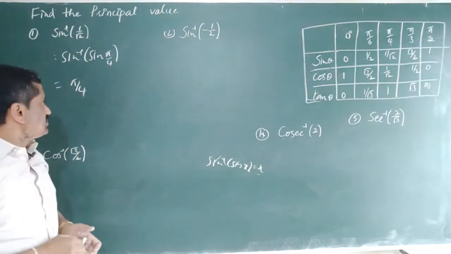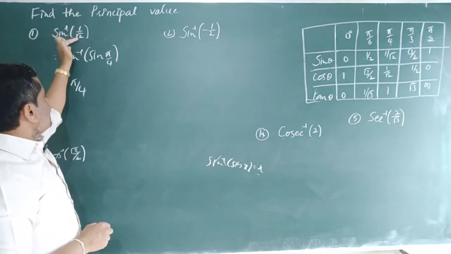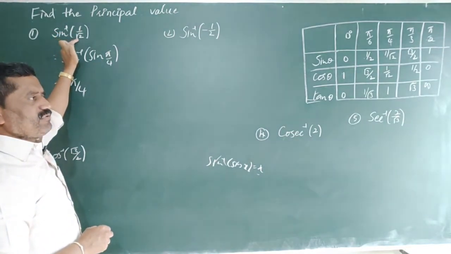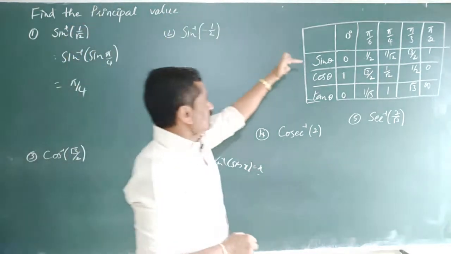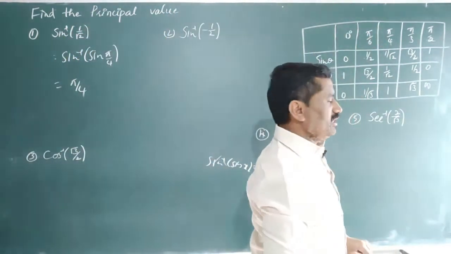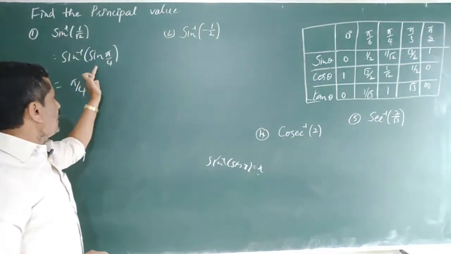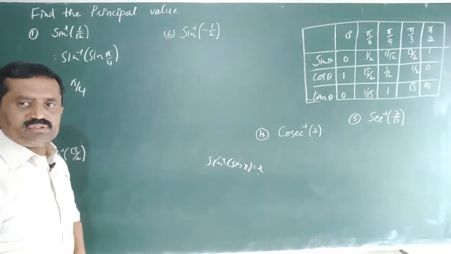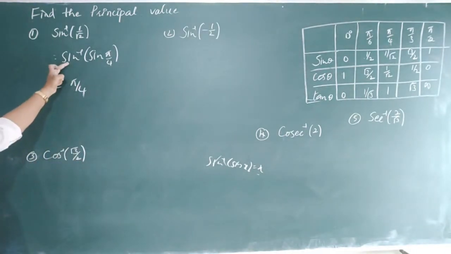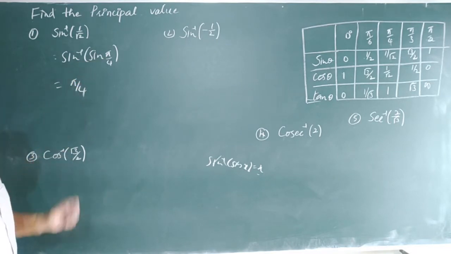Again, dear children, we have to see for which angle 1 by root 2 is satisfied. Sin pi by 4 gives 1 by root 2, therefore 1 by root 2 can be written as sin pi by 4. Here sin inverse and sin cancel, we have pi by 4.